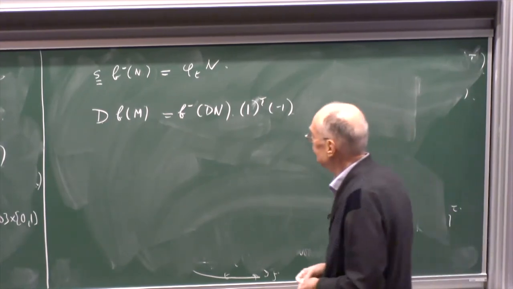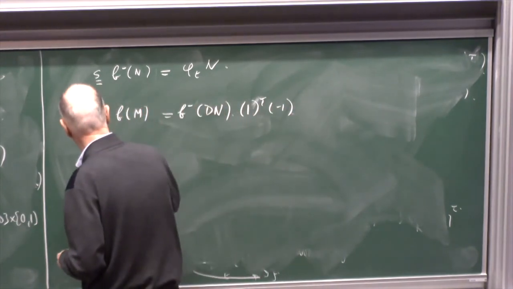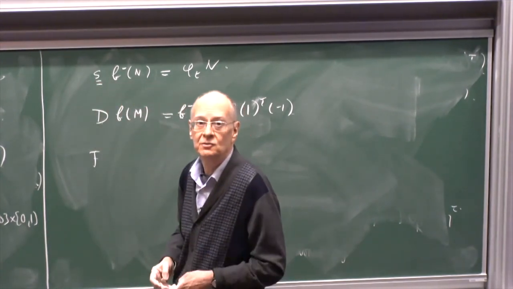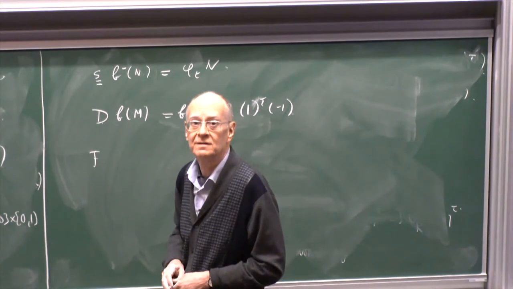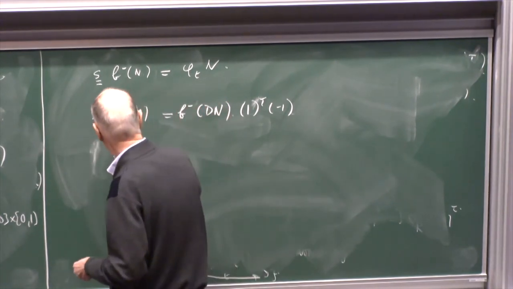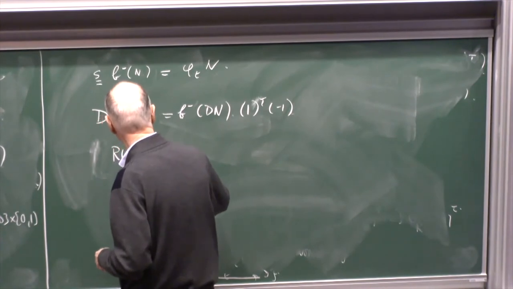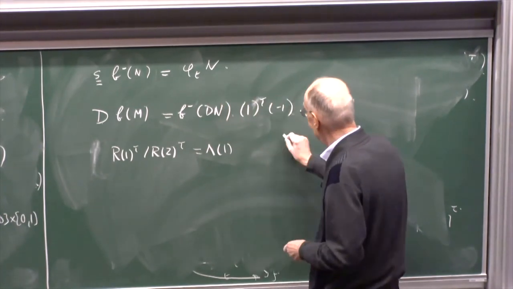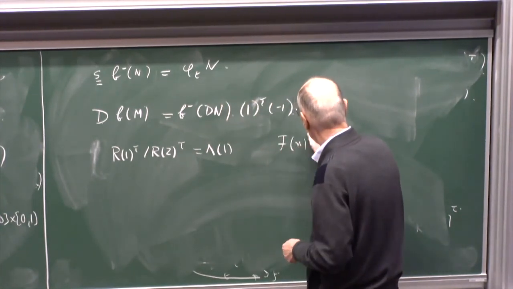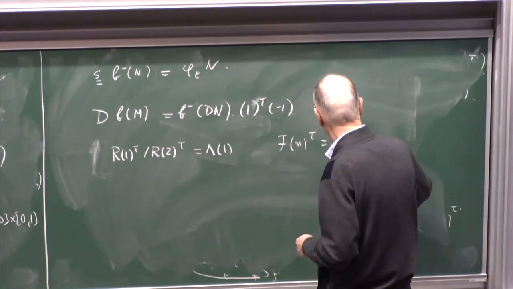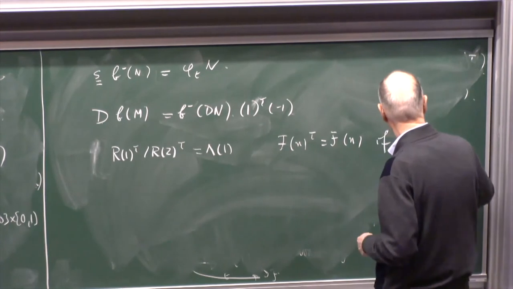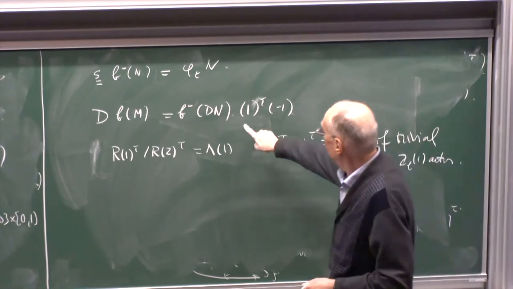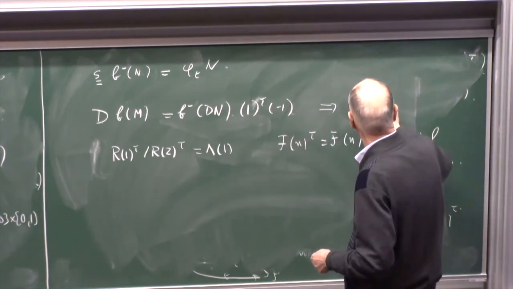The reason is that if F has trivial Z_l(1) action, then the Tate twist equals the Iwasawa twist. In fact, you have that R(1,tau) modulo R(2,tau) is just lambda(1). So F(n,tau) is F(n) if trivial Z_l(1) action. So then you get that, and then you get the formula for XID.